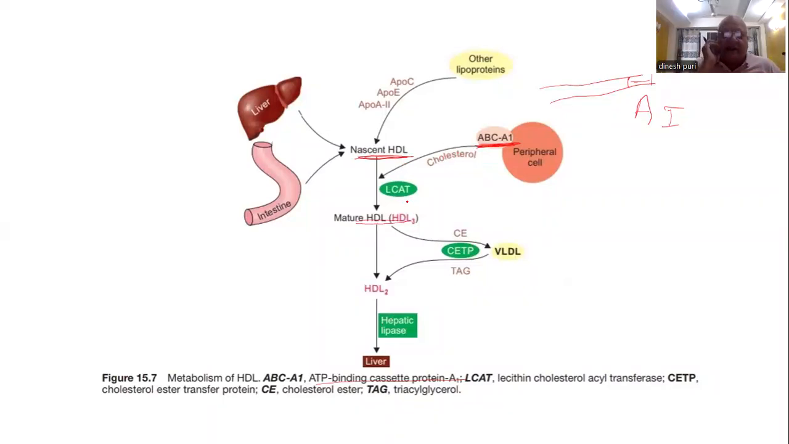Mature HDL. Now comes the action of two enzymes, LCAT and CETP. LCAT, lecithin cholesterol acyl transferase, and CETP, cholesterol ester transfer protein. So this is HDL3 formation. On its surface these two enzymes are there. So what actions do they perform? Let us see.